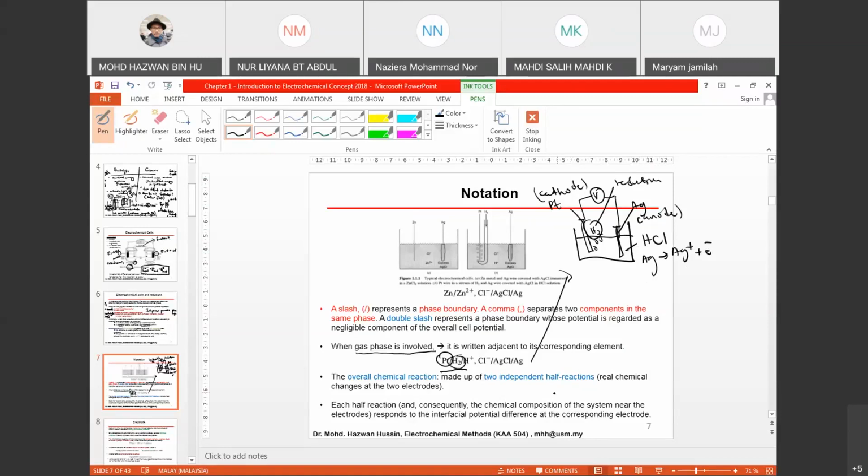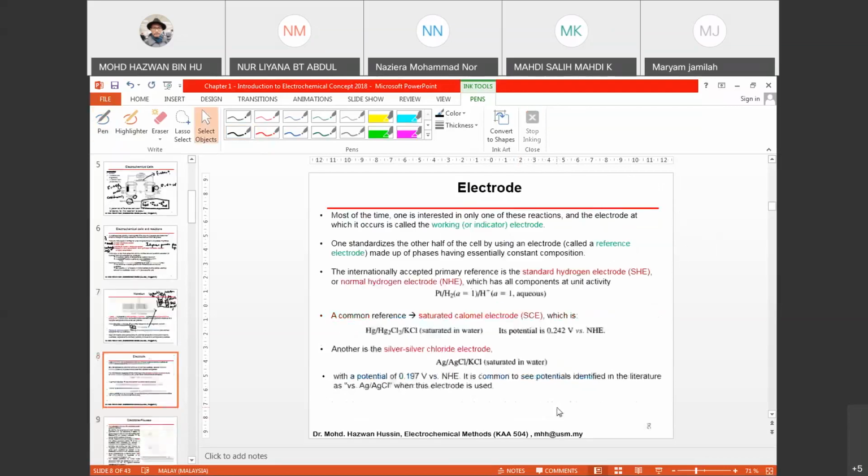All right. The overall chemical reaction is made up of two independent half reactions, the real chemical changes at the two electrodes. Each half reaction, and consequently the chemical composition of the system near the electrode, responds to the interfacial potential difference at the corresponding electrode.